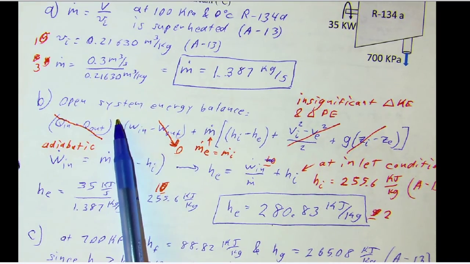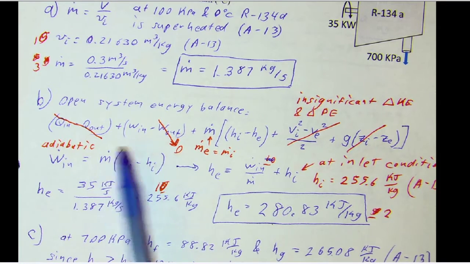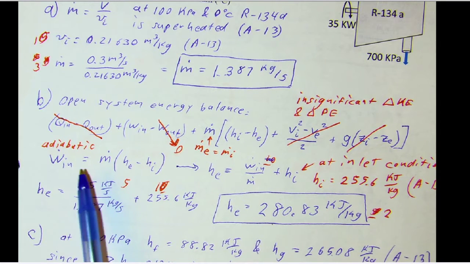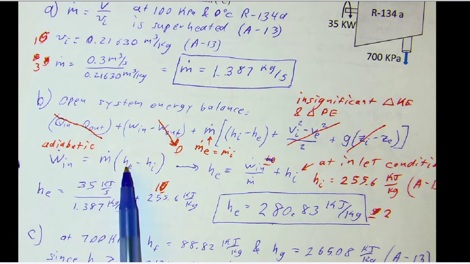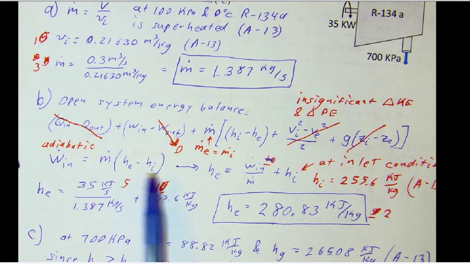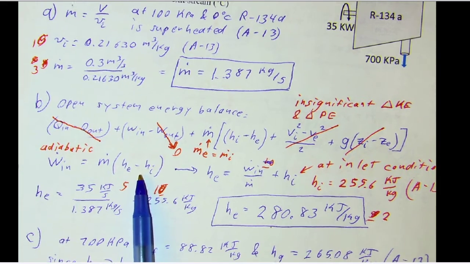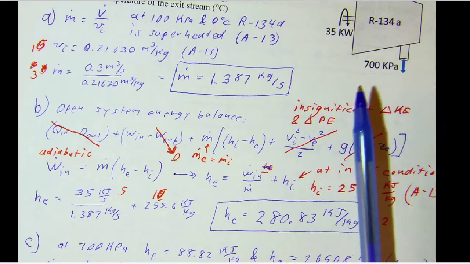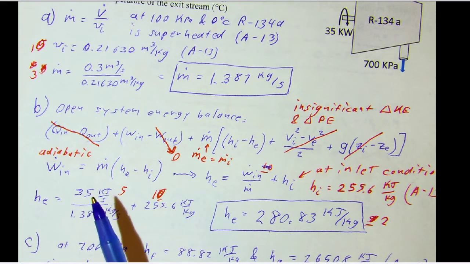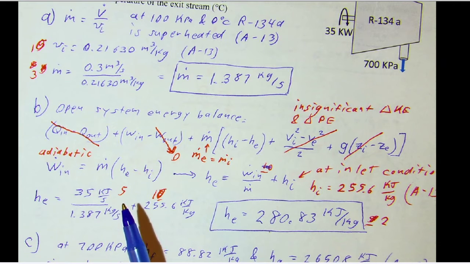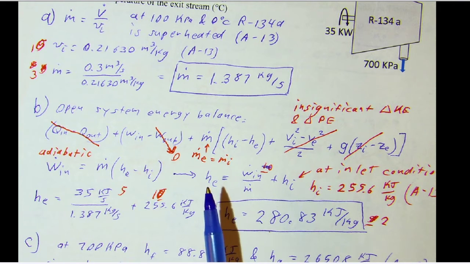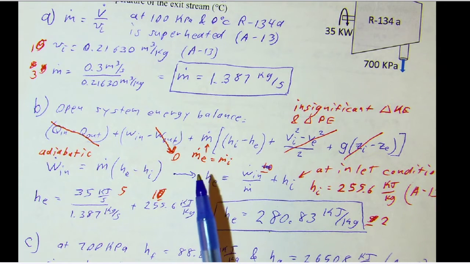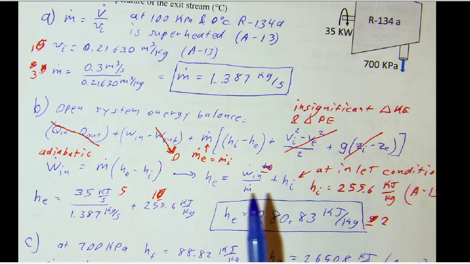And then the energy balance. Most people didn't write this out. They just jumped right to work in, well, power in is basically mass flow rate times the change in enthalpies, right? And we're given the power in, that's 35 kilowatts, which is also kilojoules per second. You rearrange this, and you basically wind up with the exit enthalpy is just the inlet enthalpy plus the work in divided by the mass flow rate.